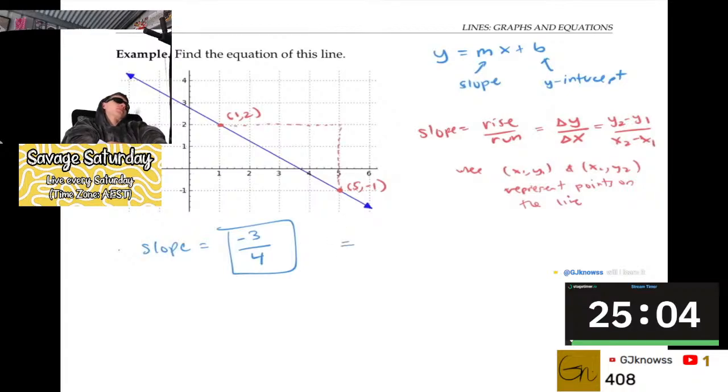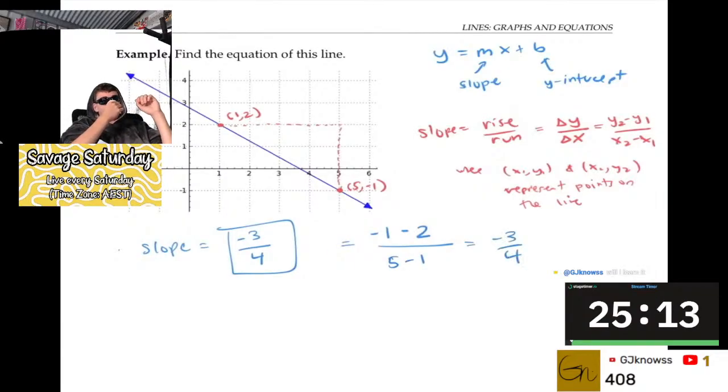That is, I could have done negative 1 minus 2, that's my difference in y values, and divide that by my difference in x values, which is 5 minus 1. That gives me negative 3 over 4, as before. So my m is negative 3/4. Now I need to figure out the value of b, my y-intercept.